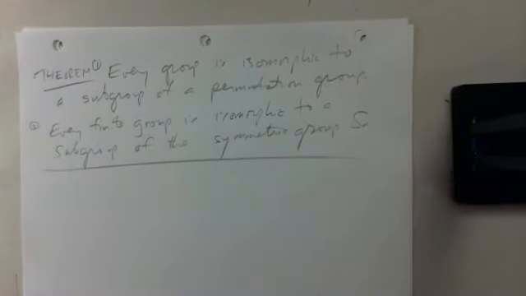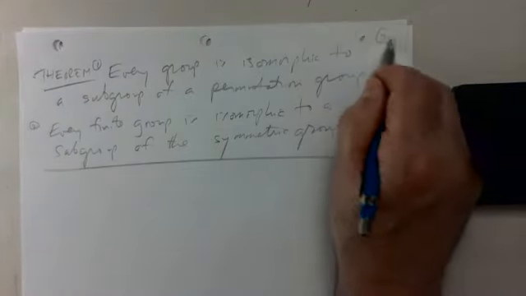So if you could know everything there was to know about these permutations of 1 through n, you would know everything there was to know about finite groups. In fact, it's impossible to know everything about finite groups. They're extremely complicated. But they all can be made to look like subgroups of a permutation group.